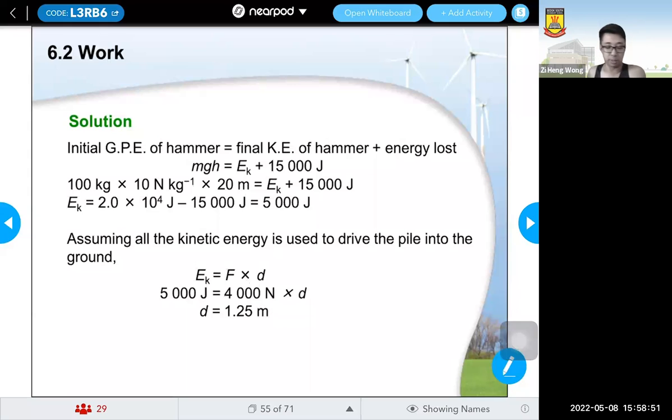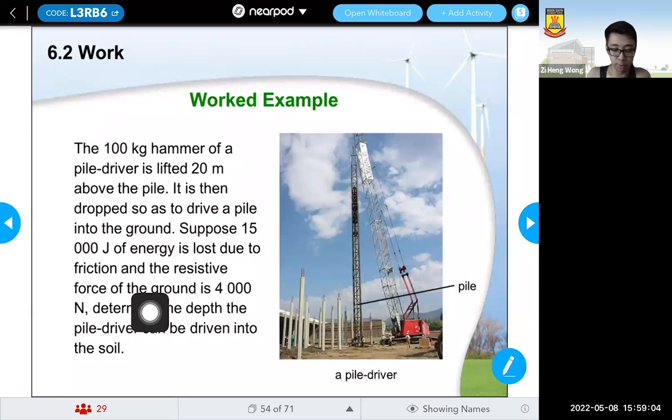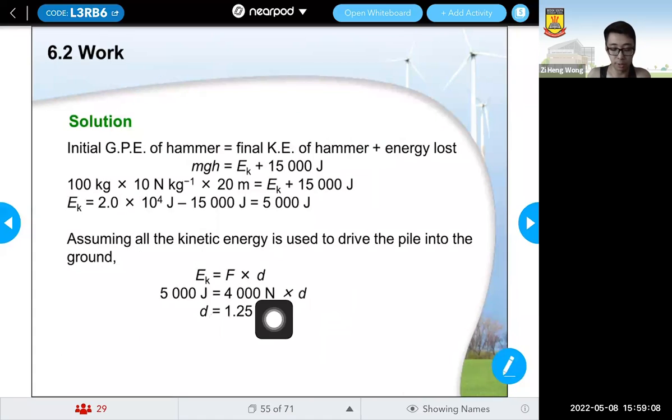So this is assuming that all these are converted directly. This 4,000 newtons is the resistive force, because the hammer is pushing against the resistive force of the ground to drive the pile in. So this is the force needed, so we need to have at least 4,000 newtons.